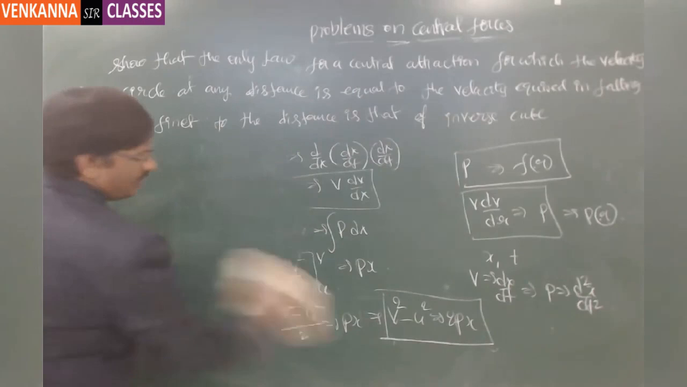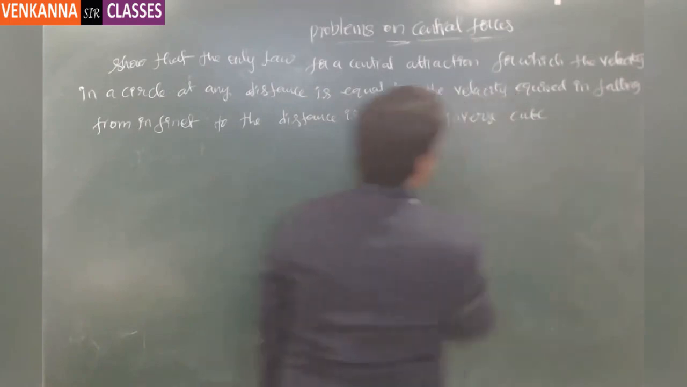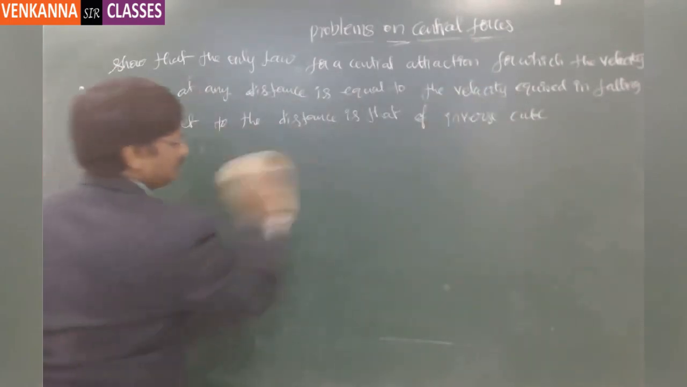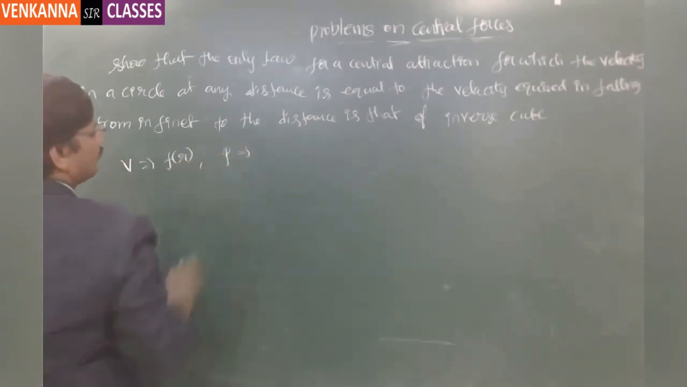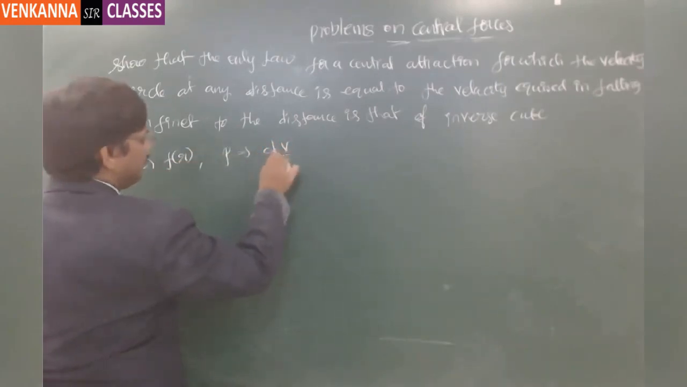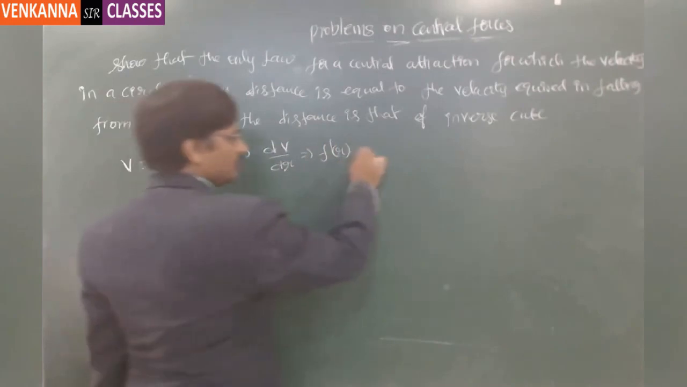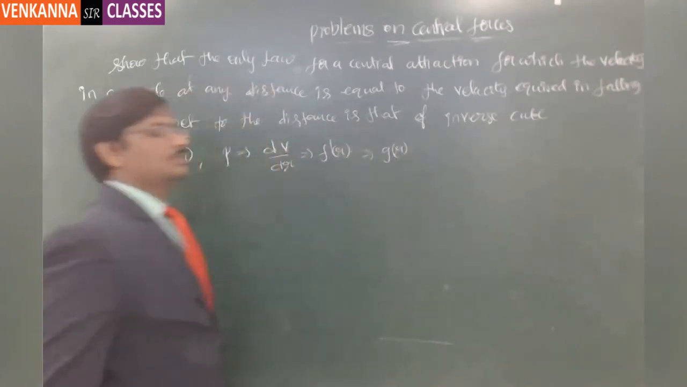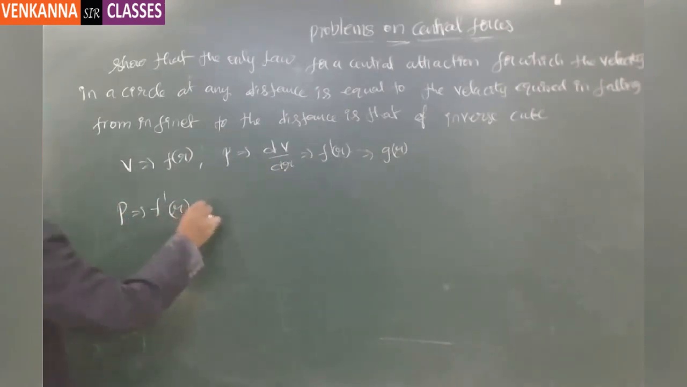Now we have got the relation. So p can be treated as f of r. If the velocity is treated as f of r, then p is also a function of r, and this can be treated as dv by dr is equal to f dash of r. This is again a function of r, note this. So g of r. Now from this relation, dv by dr is equal to f dash of r, then p is equal to f dash of r.